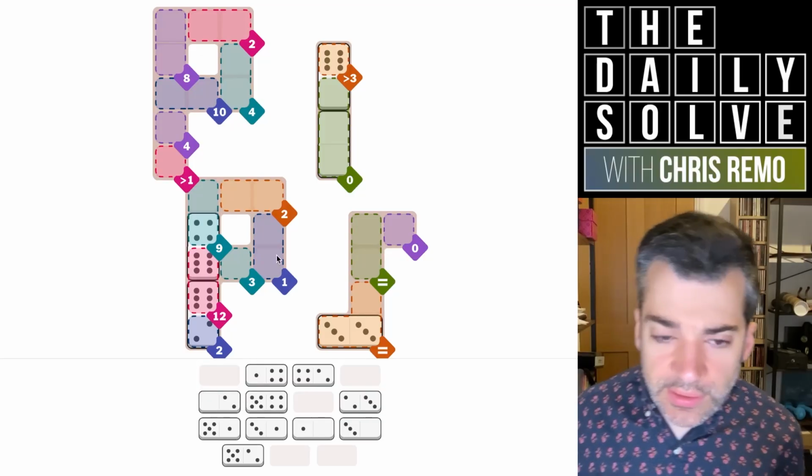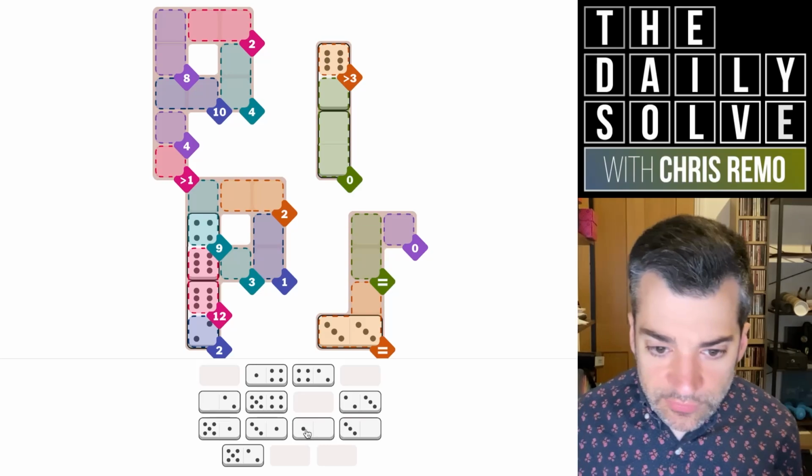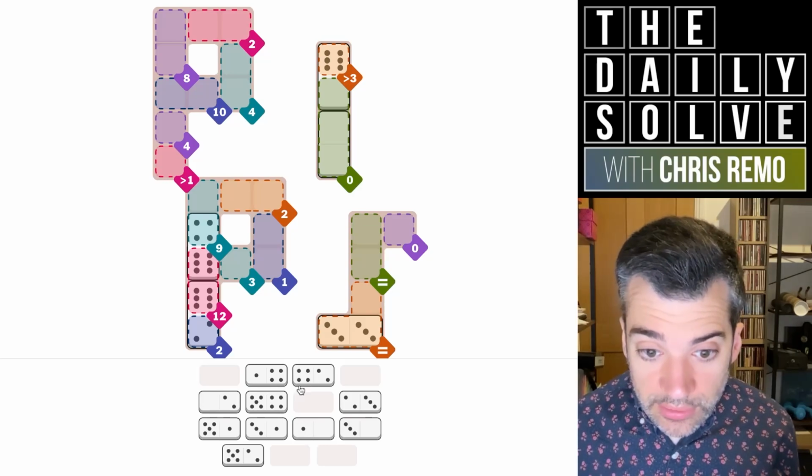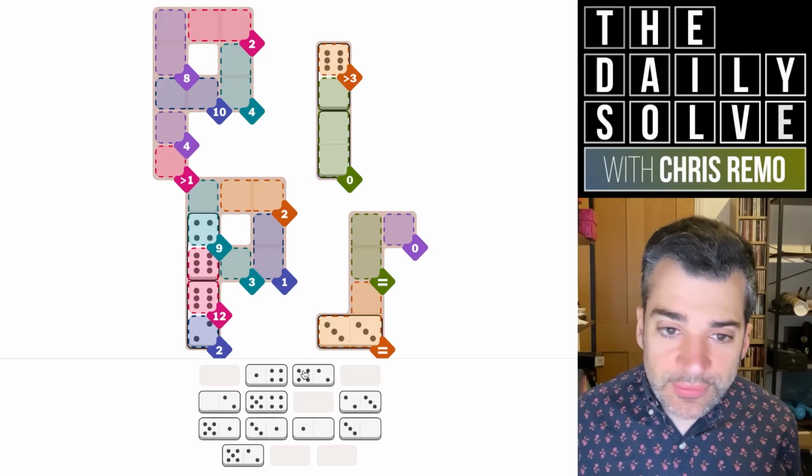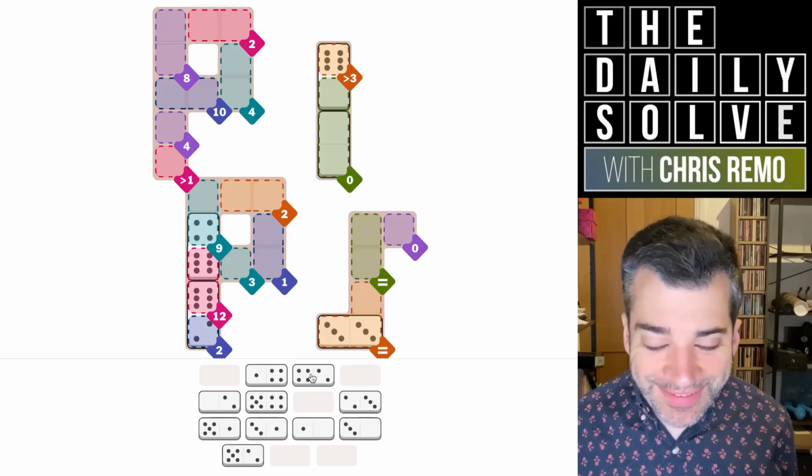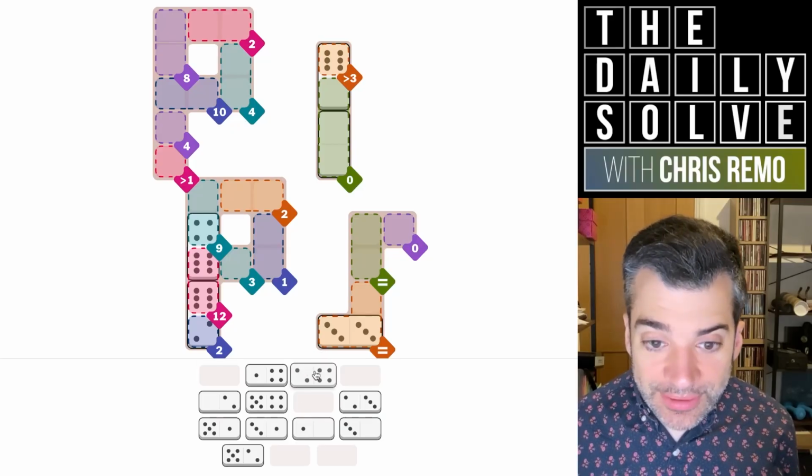Okay, what else have I not looked at yet? We need a greater than 1 connected to a 4. That could be a 2 or a 5. It'll probably be the 2 because they usually like to be cute like that. Greater than 1 just being a 2, but it might not be.